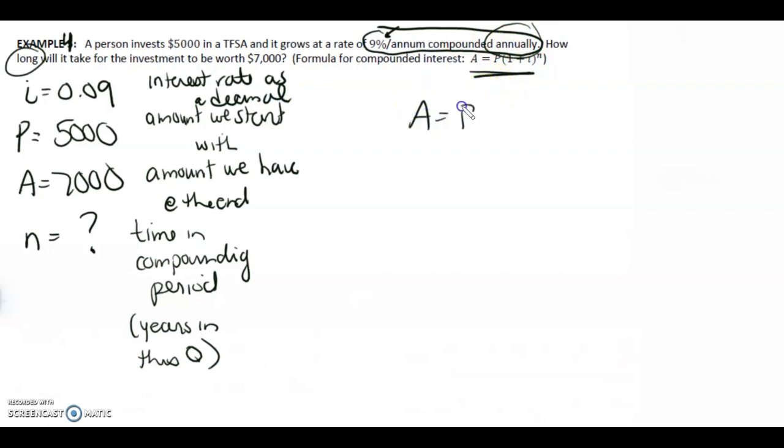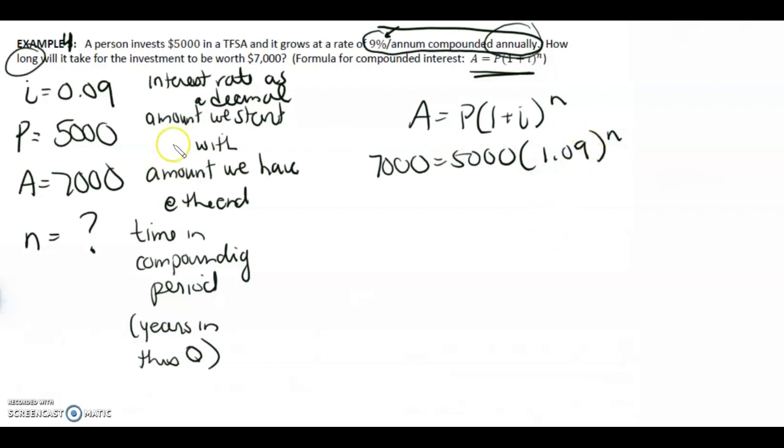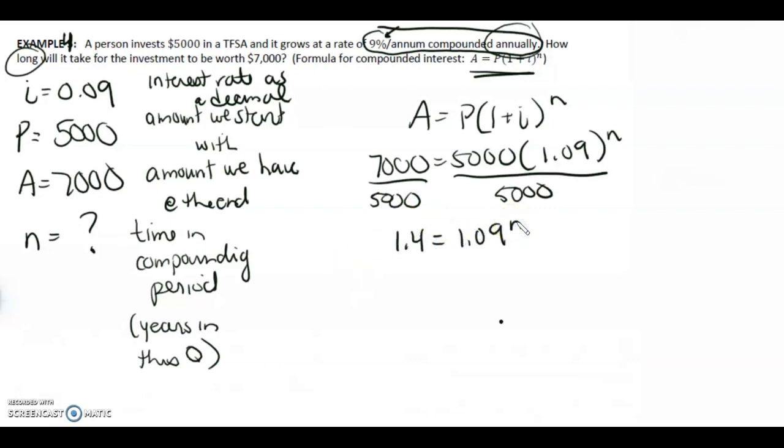If we have A equals P times 1 plus i to the n, we can sub all these values in, and we get 7,000 equals 5,000 times 1.09 to the exponent n. That's just taking those numbers and subbing them directly in. As a reminder, 5,000 and 1.09 cannot be multiplied because we'd have to do BEDMAS and do the exponent first. So instead, we divide both sides by 5,000. 7,000 divided by 5,000 is 1.4, equals 1.09 to the n.